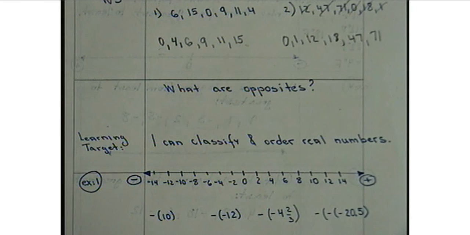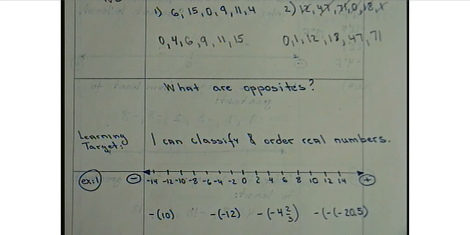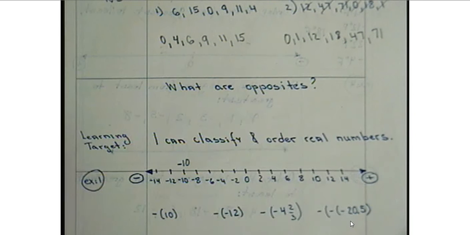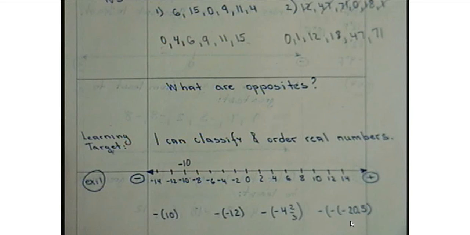First number that we're supposed to place on the number line is negative 10. Notice we have only one negative, which is an odd number. That means the negative sign and number 10 stays as a negative 10. So right here on the top I will place negative 10 and I will be done with this number.